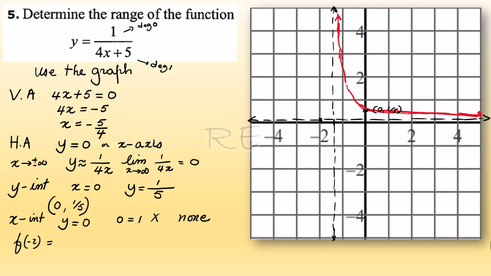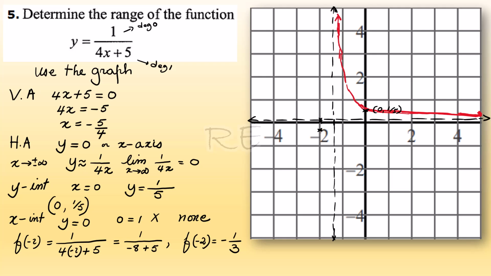And for the second branch of the curve, we're going to do f of negative 2. f of negative 2 is equal to 1 over 4 times negative 2 plus 5, which is 1 over negative 8 plus 5, or negative 1/3. Negative 1/3 is located around here.